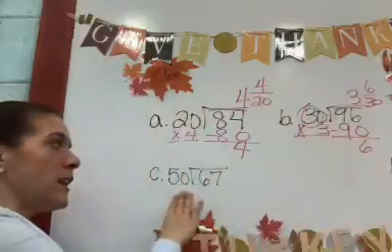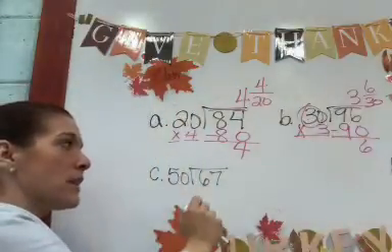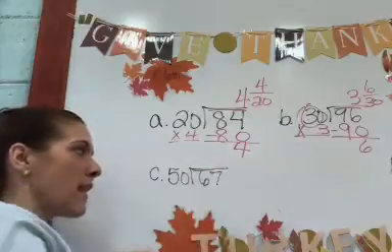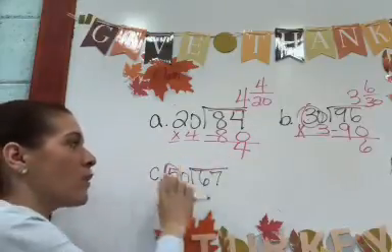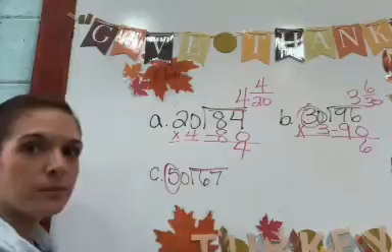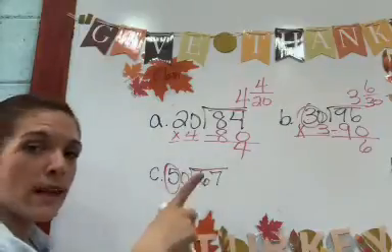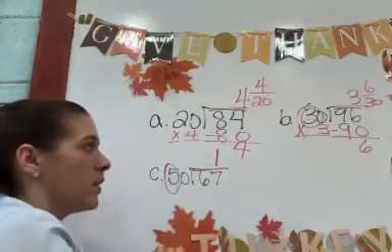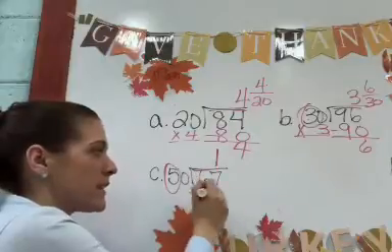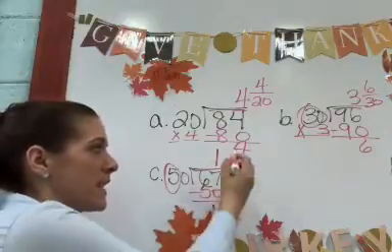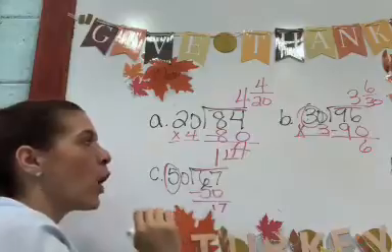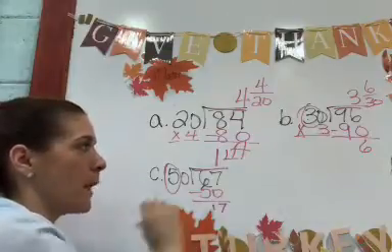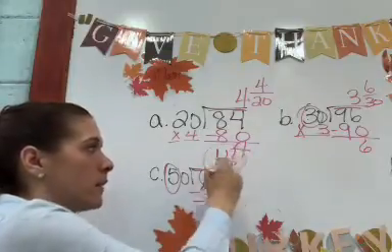Here we go. 50 into 67. 50 can't go into 6, so we put it over 67. How many times does 5 go into 6, Keanu? Only 1 time, so we just put 1 above the 7. 1 times 50 is 50. 67 minus 50 is 17. So your remainder is 17 over what, Salma? Over 50. Okay?